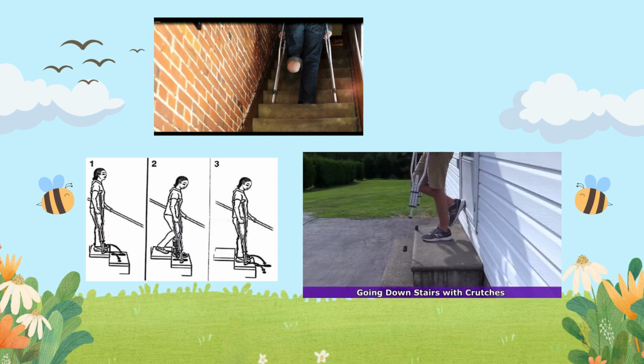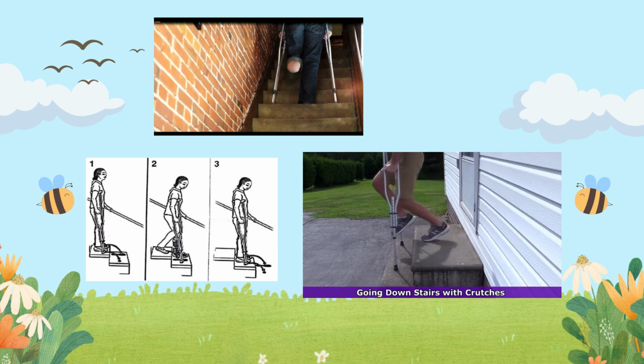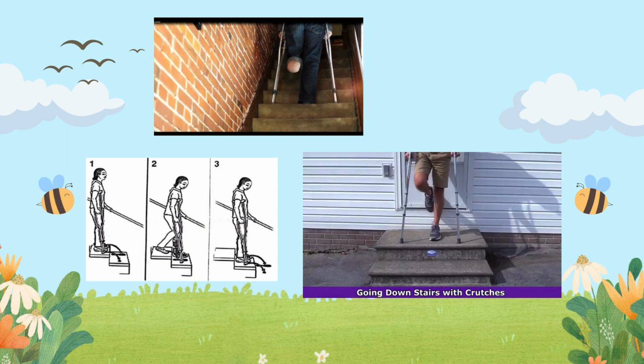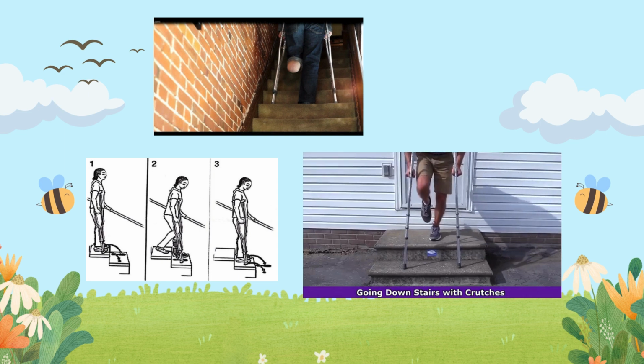Now, whenever they're going down the steps, they're going to move the crutches down onto the step. That will help provide stability, followed by the bad leg, because the bad leg is going to go down, and then they're going to move the good leg down onto the step.